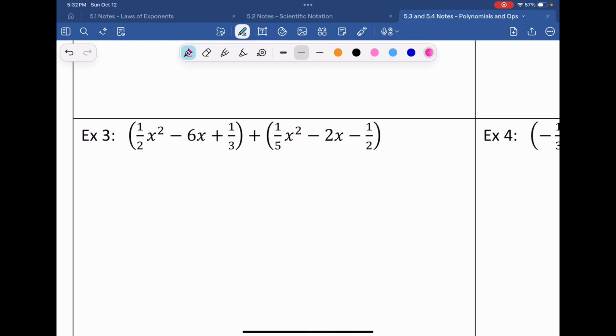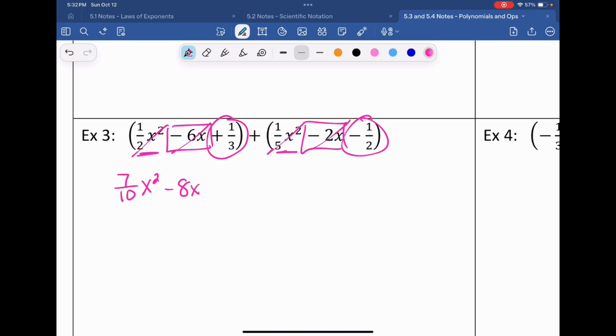All right, x squared's 1/2 x squared. Those are my biggest exponents. So you want to do 1/2 plus 1/5. You can do that in your calculator. That's 7/10. Then I've got -6x, -2x, so that's -8x. Then I have positive 1/3, -1/2, which is -1/6. Again, you can do that in your calculator.